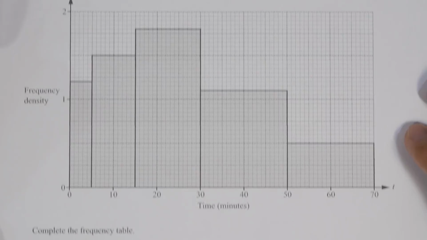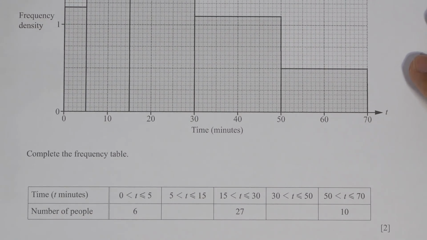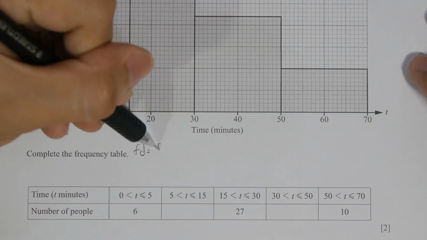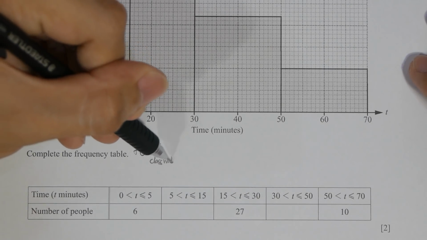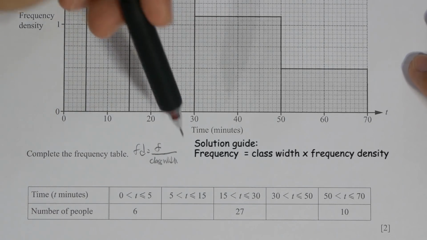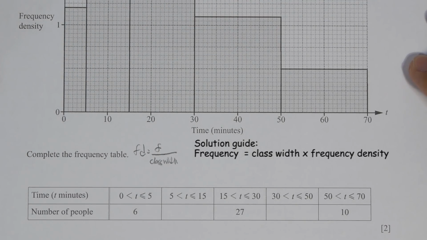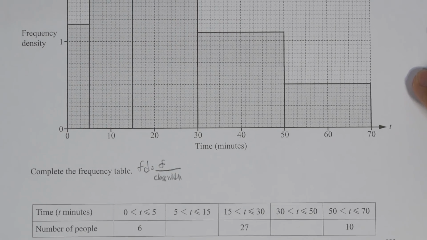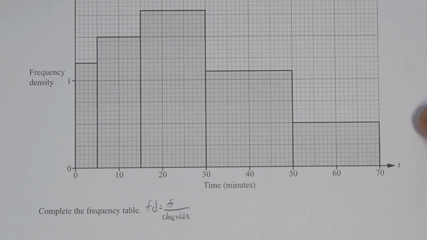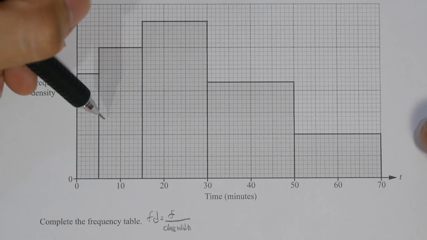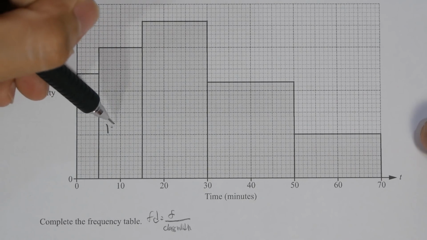Question 13, frequency density. So you are required to remember that the frequency density formula equals frequency over class width. So you take the frequency density given multiplied by the class width, then you will find the respective frequency, which in our case is 15 and 22 respectively.